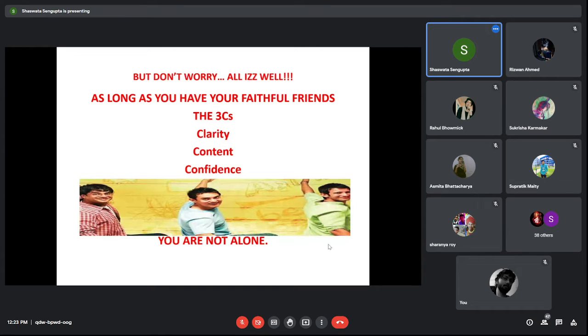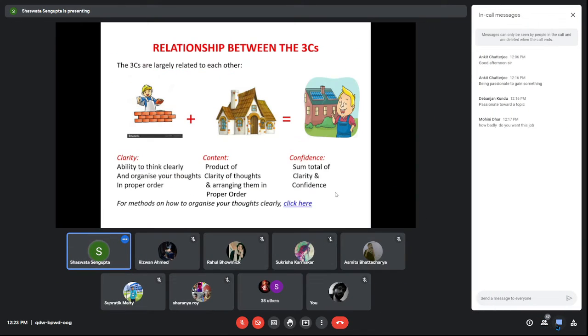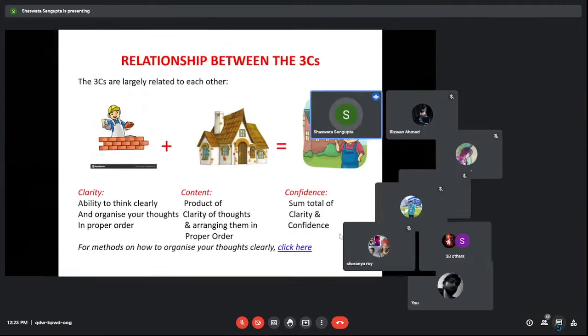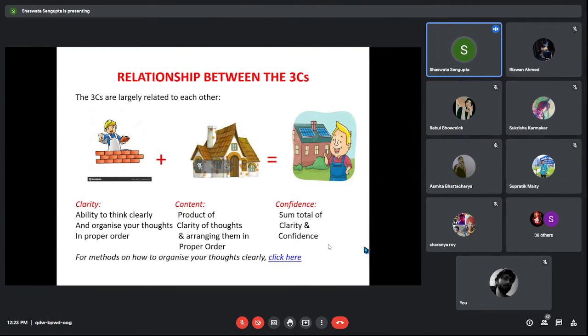To have that amount of aggression, you need some confidence. And in order to have confidence, you need clarity and content. Now, what is clarity and content? That I'll be explaining in this particular slide. Now, first, let me come to the term or the concept of clarity.